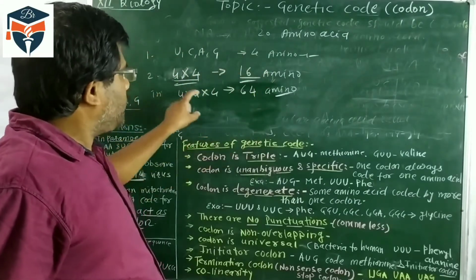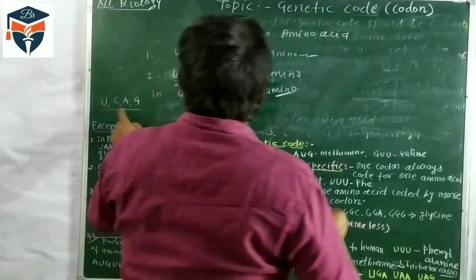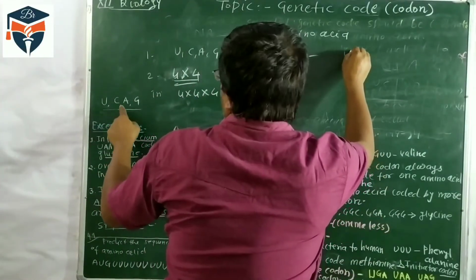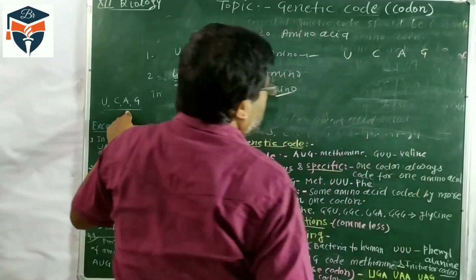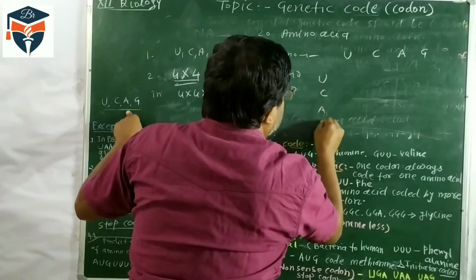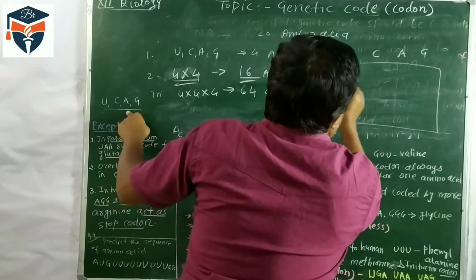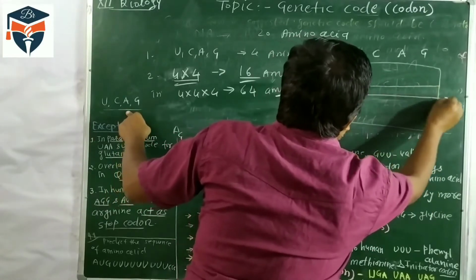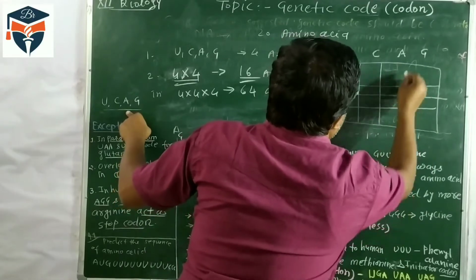But if the 4 nitrogenous bases are taken as triple, you should understand how triple will come. U, C, A, G are the nitrogenous bases. Here also U, C, A and G. Now each nitrogenous base, 1, 2, 3 and 4.